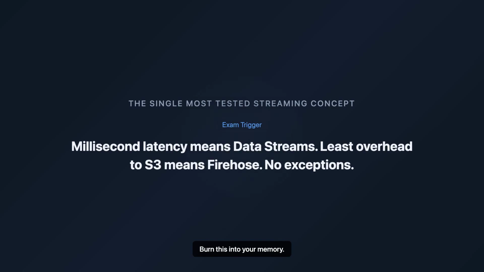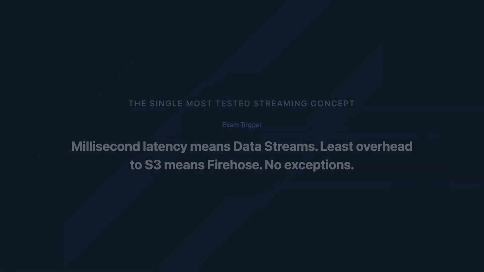Burn this into your memory. If the question mentions real-time, millisecond, or sub-second latency, the answer is Kinesis data streams. Full stop. If the question mentions delivering to S3 with the least operational overhead, the answer is Kinesis data Firehose. These 2 trigger phrases decode the majority of streaming questions on the exam. They are not interchangeable. They are not similar services with different pricing. They solve fundamentally different problems, and the test writers know which one you'll be tempted to pick incorrectly.